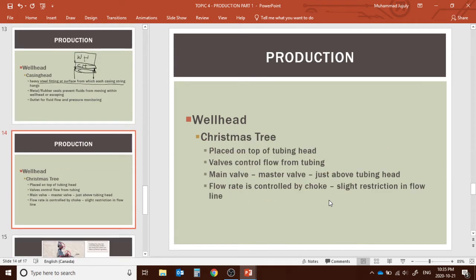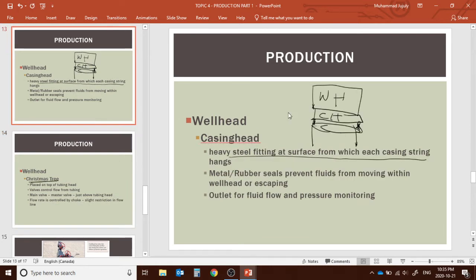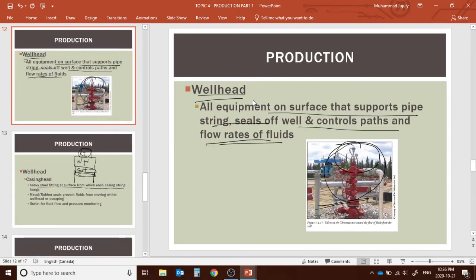Okay, Christmas tree. At the top of this wellhead, we got the Christmas tree. Now I know Christmas is in winter, but we have fall. The immediate celebration we're going to have is Halloween. But well, let's learn about what the Christmas tree actually does.